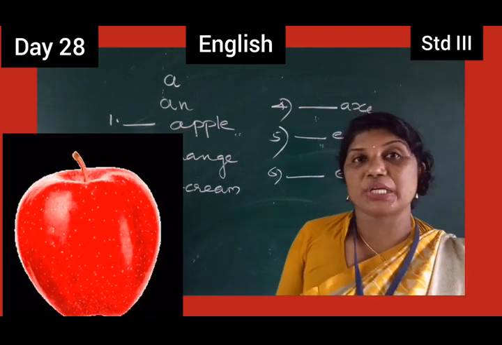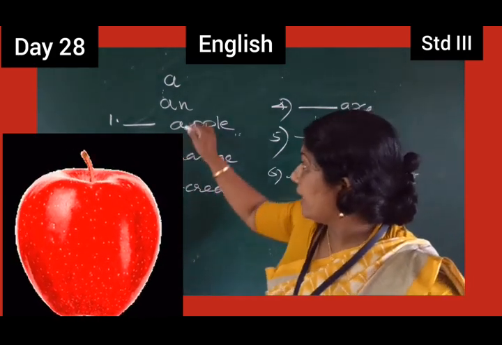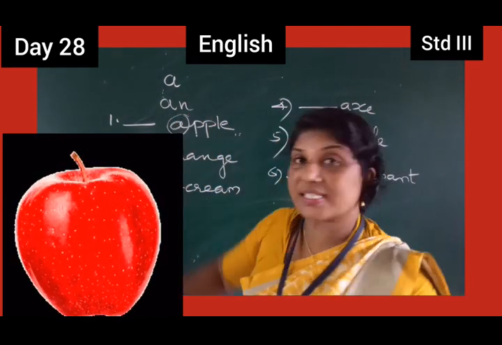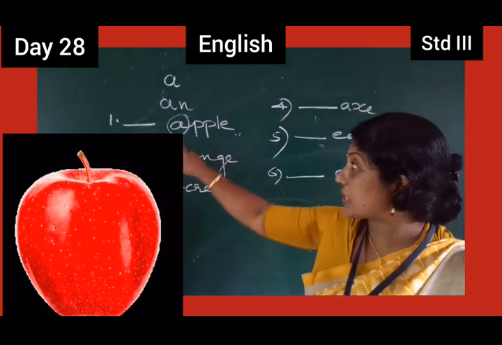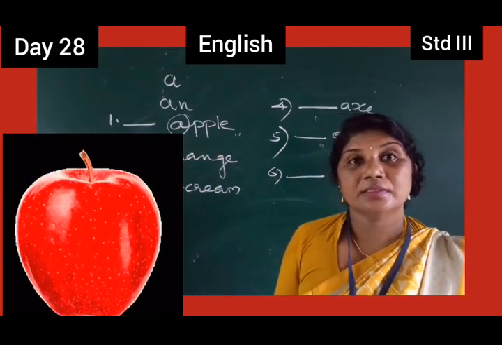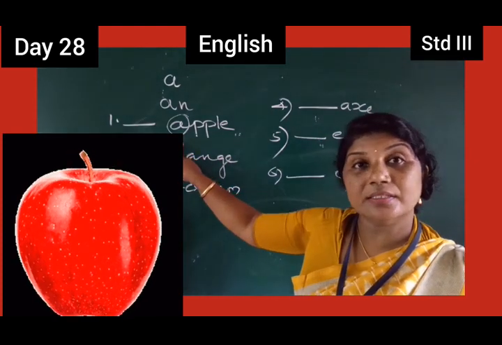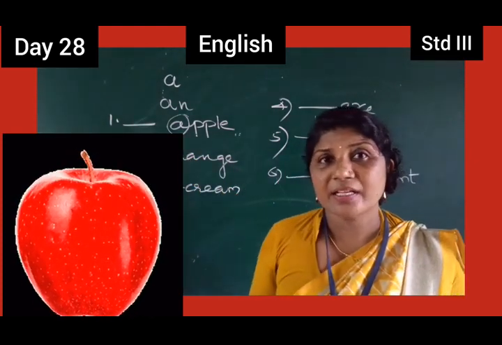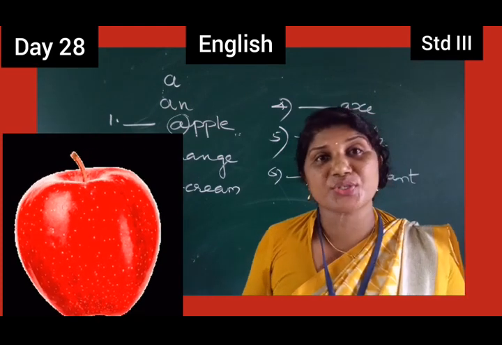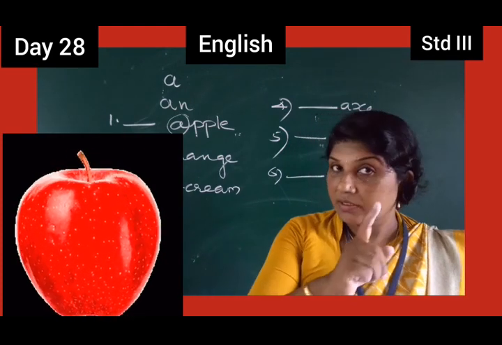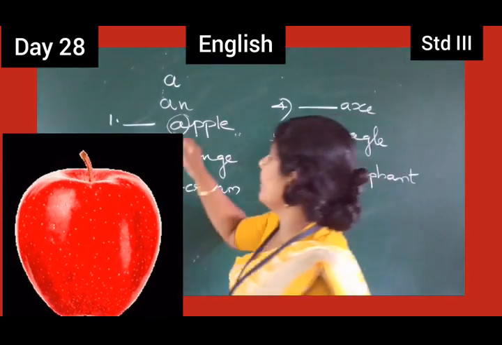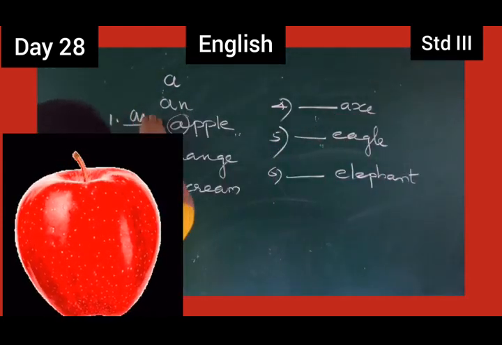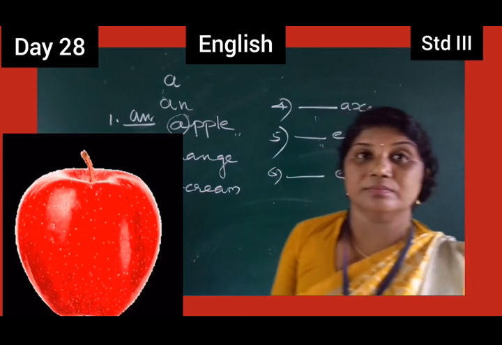Listen carefully, children. Here the first letter is which letter? A. Right? A is the first letter. We know that A is a vowel or consonant, children? A is a vowel. So you should write here an apple.